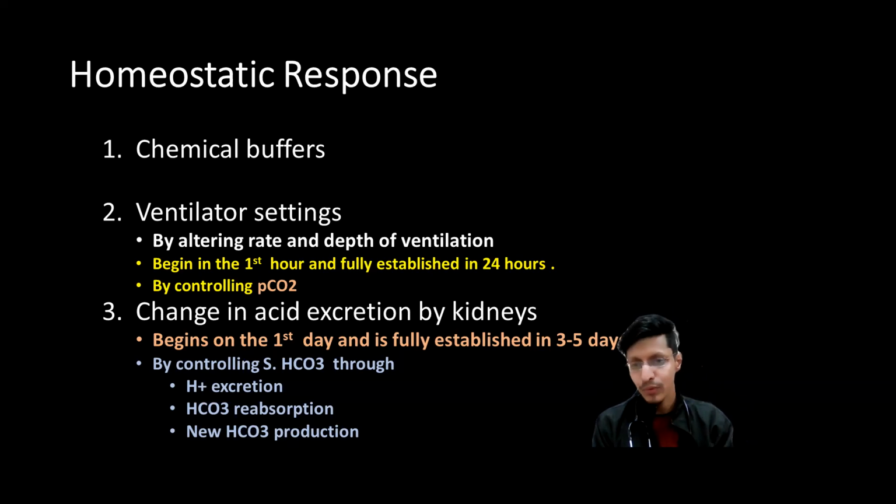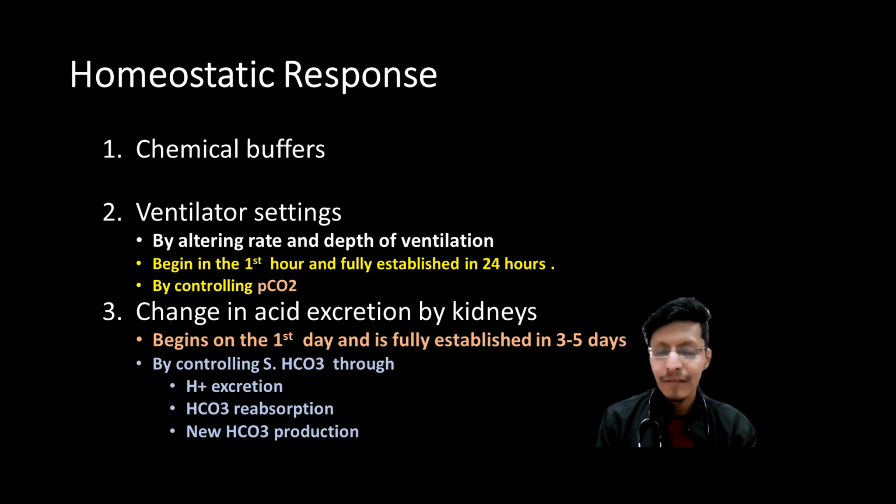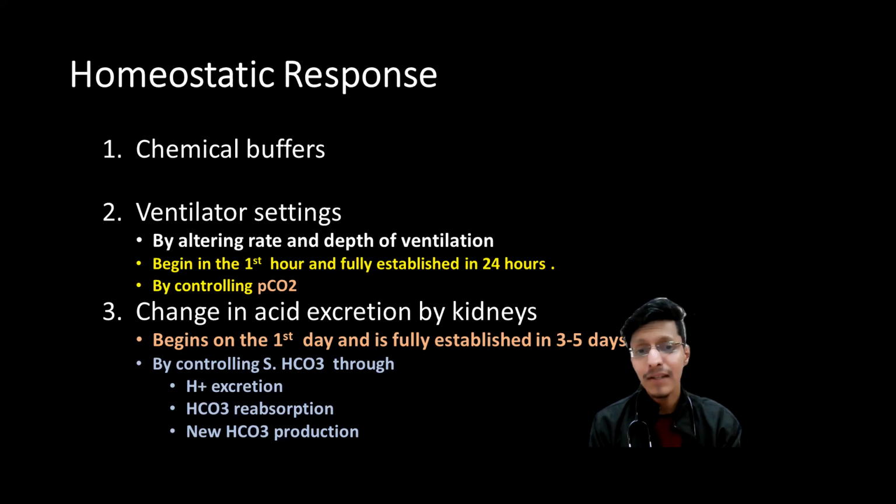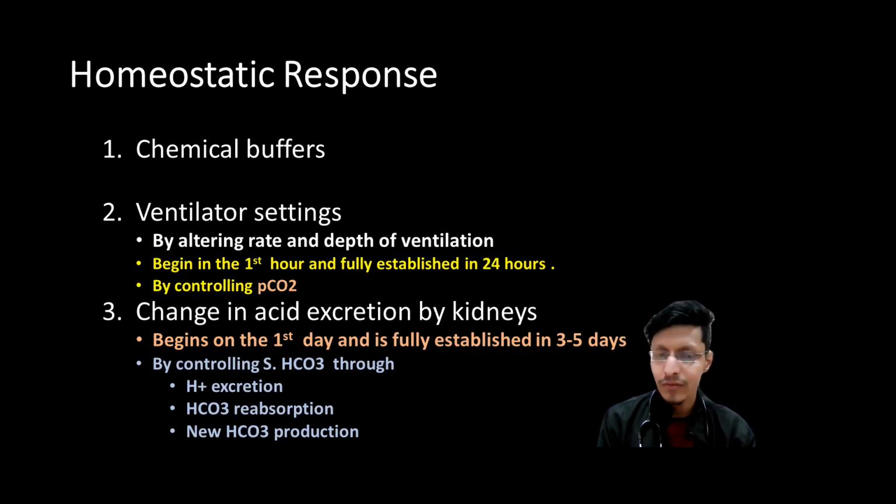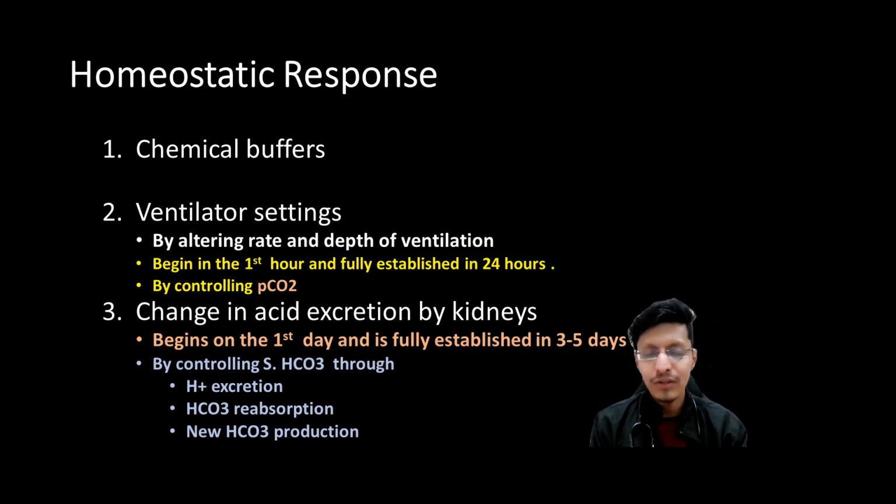As soon as you put the patient on a ventilator, within an hour, the ABG findings start to change and the exact results are established in 24 hours. So ventilator settings change the ABG by control of PCO2. What happens when we put the patient on a ventilator? We are changing the rate and the depth of the ventilation. Then the third one is the excretion of acid by the kidneys.